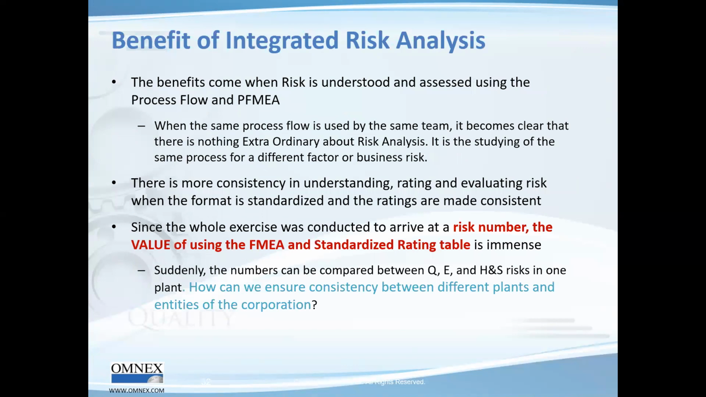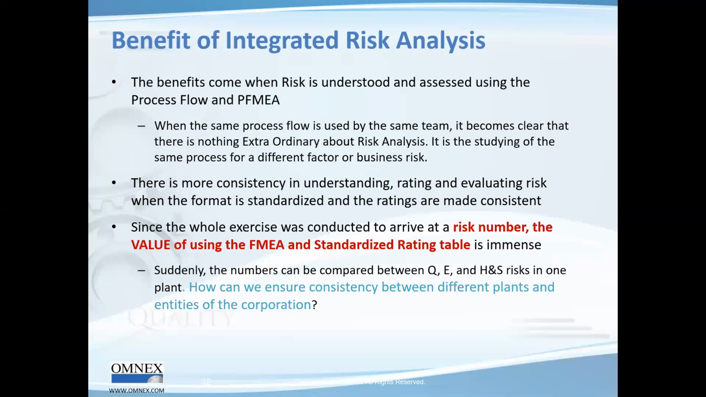So the benefits come when risk is understood and assessed using the process flow and the PFMEA. When we're using the same flow, it becomes clear that there is nothing extraordinary about risk analysis. We're looking at the same processes, looking at different factors or different business risks. The process flow normally seen is for quality, but if you are into lean, it uses the same process flow, it just tracks different metrics. There's more consistency and understanding in rating and evaluating risk when a format is standardized. The whole exercise was conducted to arrive at a risk number, the value using the FMEA and standard risk rating tables. It is an immense inefficiency.